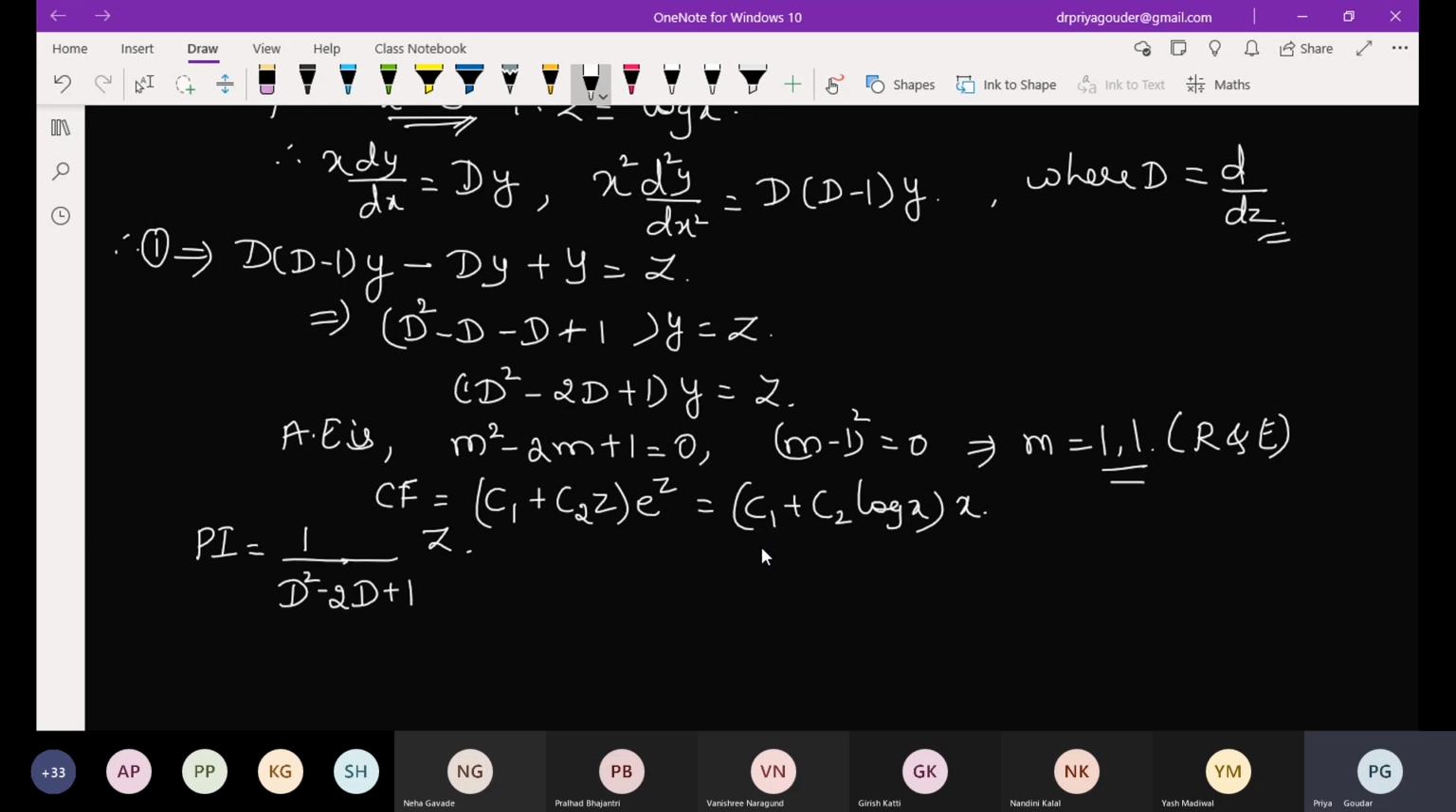Only Z. Right? The RHS part is Z, so we have to take it as Z. Now don't convert back to X. First you simplify the entire thing. Now this belongs to which case?